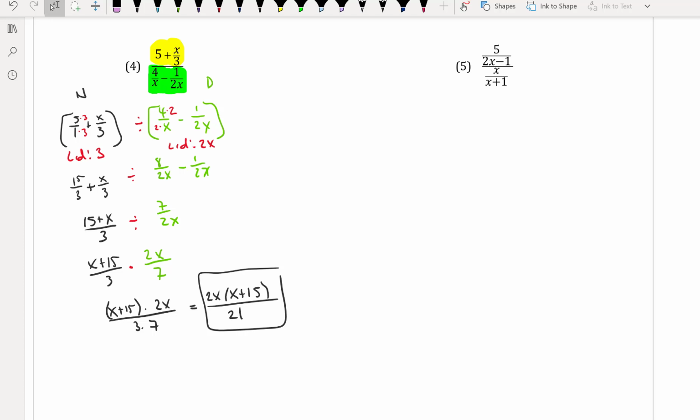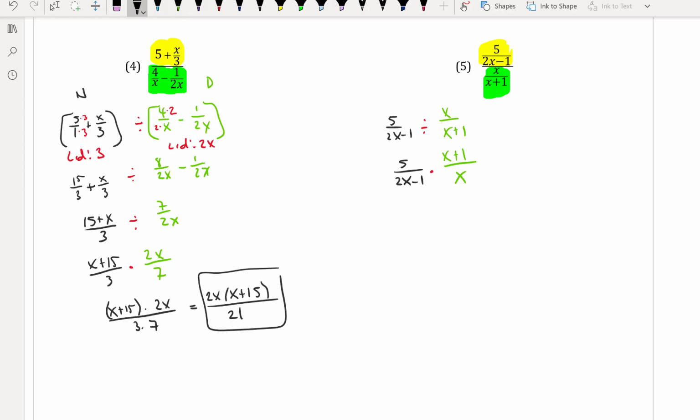Number 5 is the exact same process. So I know that I have my numerator and I know that I have my denominator. In that numerator, I have my 5 over my 2x minus 1, and it is being divided by x over x plus 1. So I don't have any addition or subtraction, so that's nice. So I'm going to copy the first fraction, 5 over 2x minus 1, change it to multiplication, and then I do the flip. So I have x plus 1 over x.